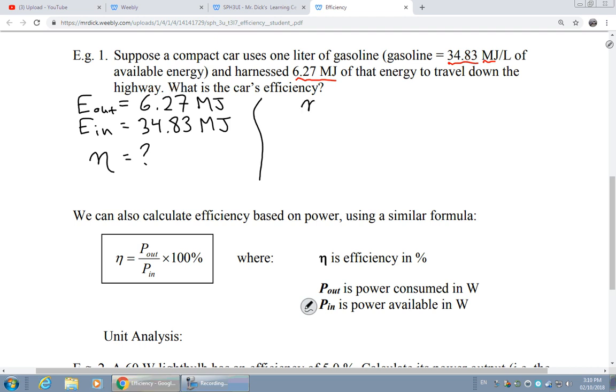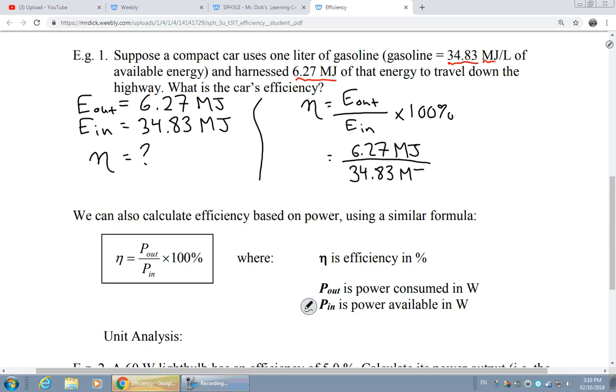So our formula says that eta is just taking energy out, dividing by the energy that we put in, and multiplying by 100%. So we can plug in the things that we know. The energy we got out was the 6.27, and I'll leave the units in so you can see what happens with those. 6.27 megajoules. And then we have 34.83 megajoules that we're dividing by. And then we're going to multiply by 100%.